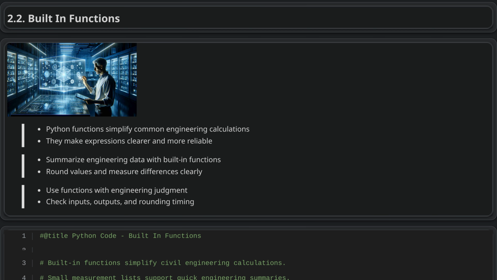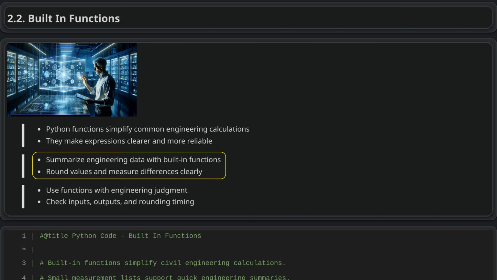Built-in functions. Python's built-in functions are ready-made tools that make calculations clearer and more efficient. In engineering, they help with tasks such as finding maximum loads, rounding measurements, summarizing data, and checking result sizes. This supports reliable design decisions, such as identifying the largest beam load or counting survey readings.